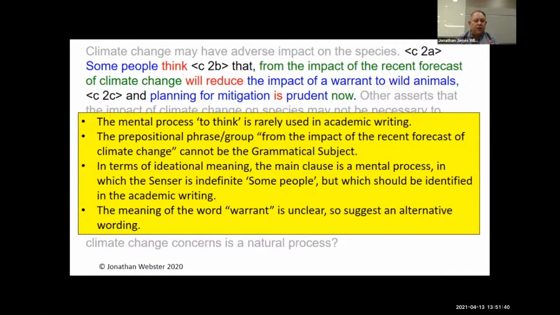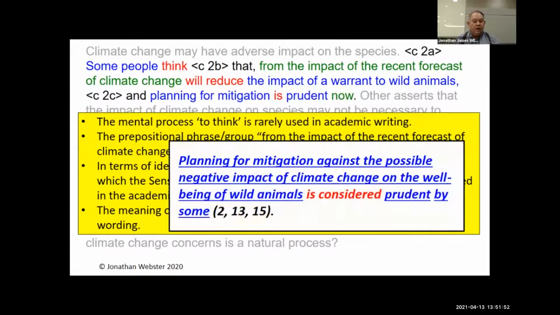There are aspects to be thinking about in terms of process, the kind of participants, and what is the role of circumstances. Now, another way to write that sentence would be this: planning for mitigation against the possible negative impact of climate change on the well-being of wild animals.